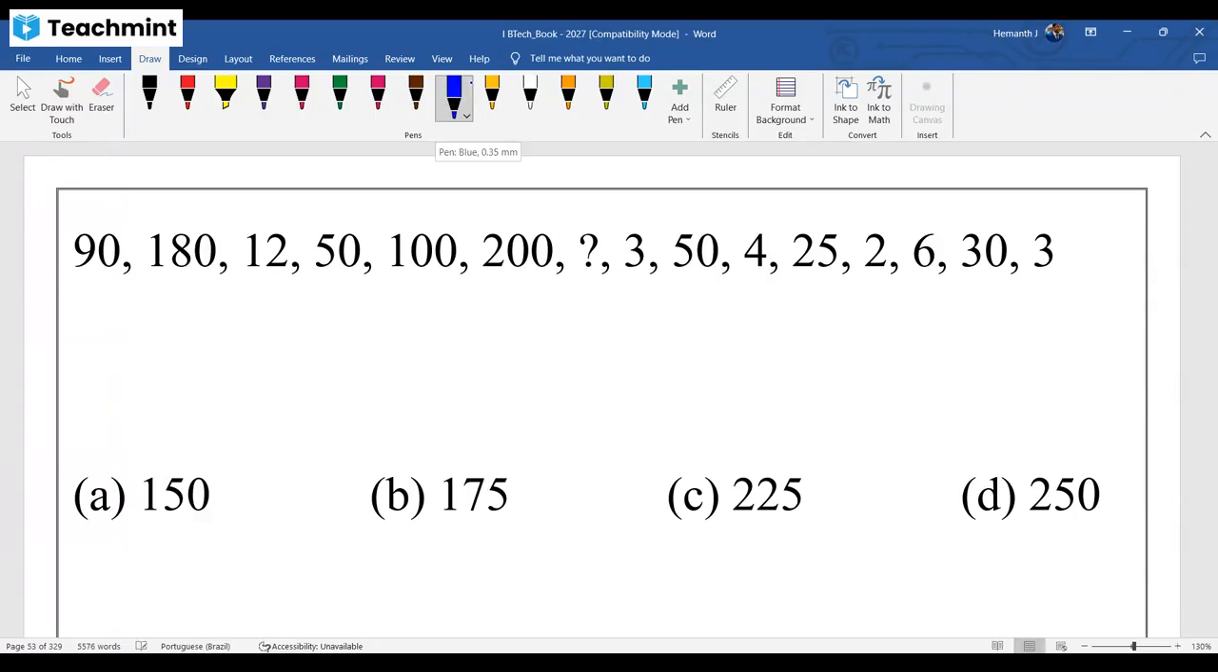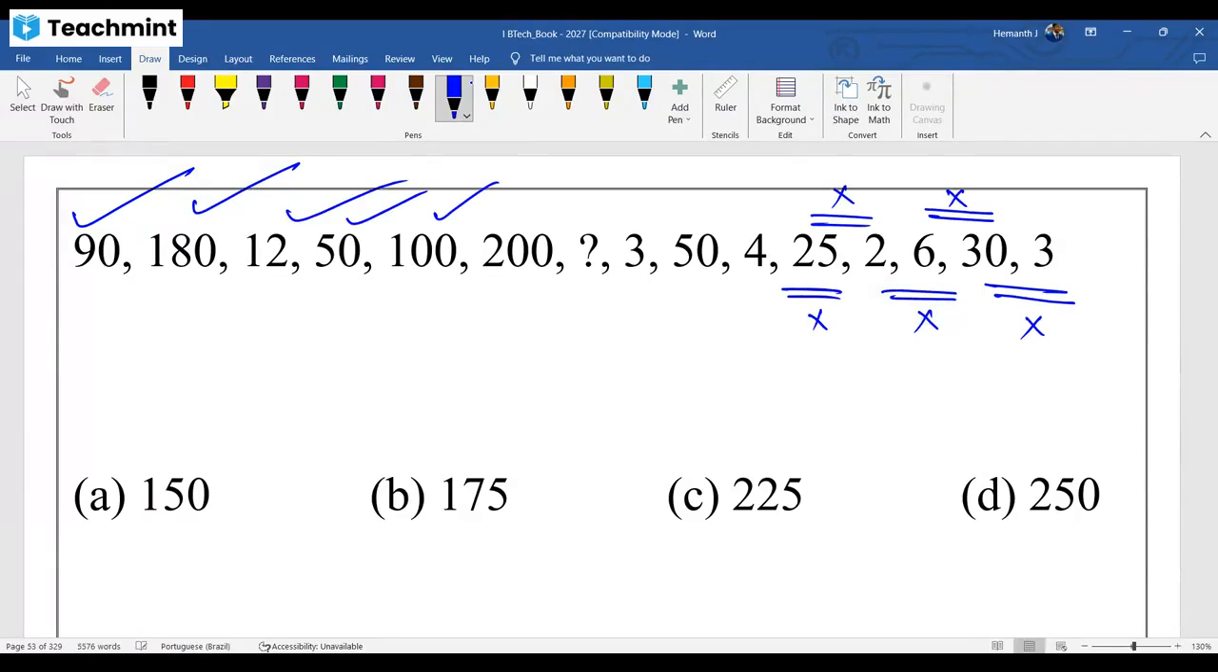Last two numbers are what? Rightmost two numbers, 30 and 3. What is the product? 90, that is the leftmost. Next, 6 and 30, product 180. 2 and 6, 25 and 2, 4 and 25, 100. 50 and 4, 3 and 50, 150. See?